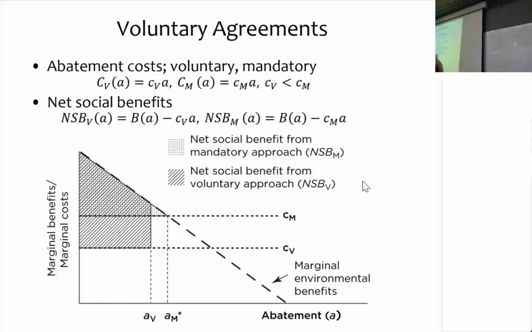Under the voluntary agreement, the environmental benefit is this. And obviously the environmental benefit has fallen, right? Instead of having this benefit, you only have this benefit. In this particular case, social welfare has increased, right? Because the difference between the two is the area of this triangle.